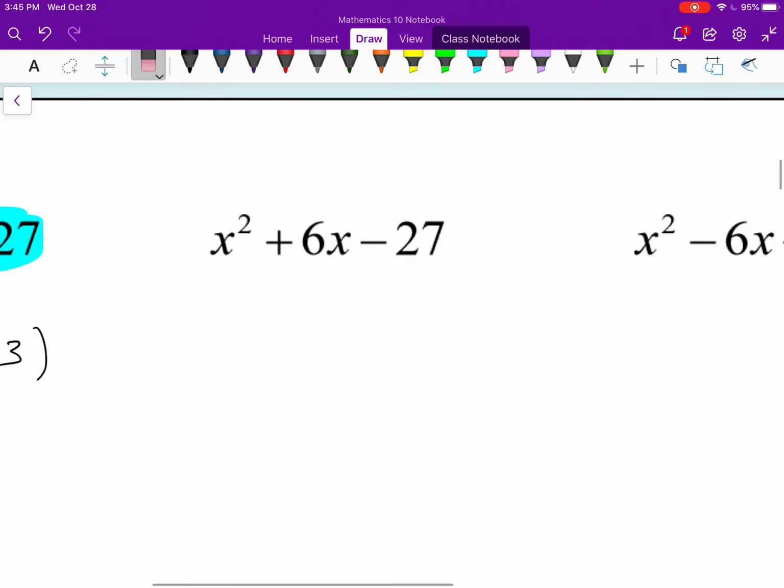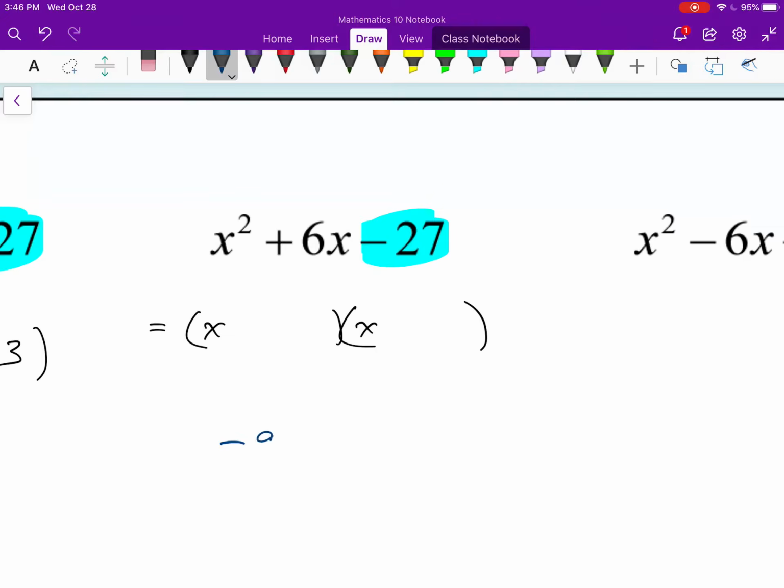Let's look at this one. I want to factor this. I know my factors are going to be of the forms x plus or minus some number and x plus or minus some number. First, let's look at negative 27. What 2 numbers multiply to negative 27? Well, for example, negative 9 and positive 3 multiply to negative 27.